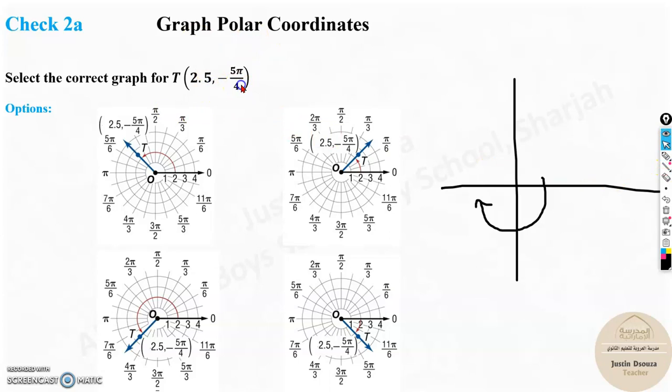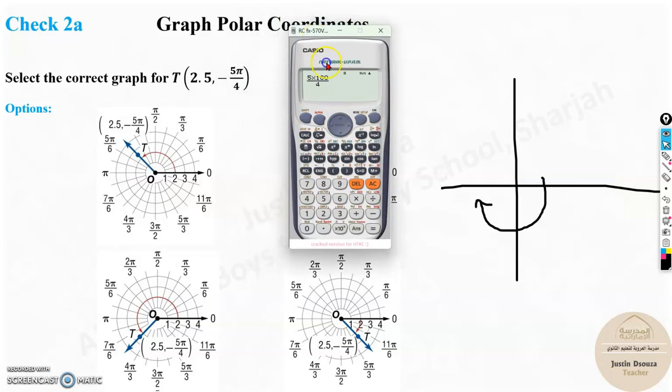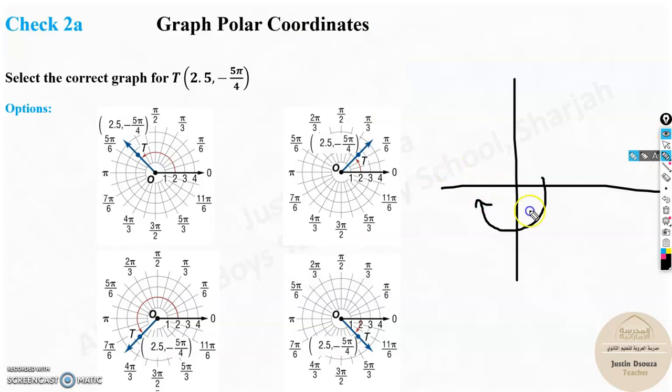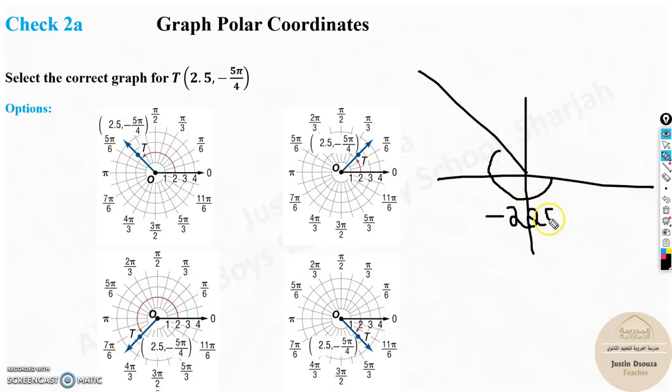My mind finds this a bit hard, so what I'll do, I'll just convert it to 180. I'll just put pi as 180. Now, I get it as 225. Okay. Now it's very easy. I have to take from this side. So, let me draw it. This is 90, 180. 225 is between minus 270 and minus 180. So it's somewhere over here. Now this is minus 225 or minus 5 pi by 4.